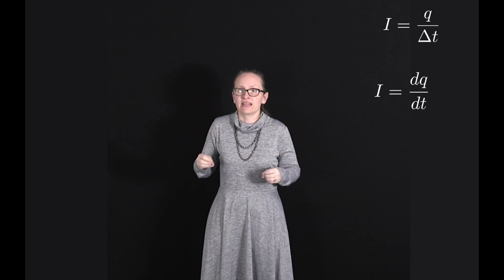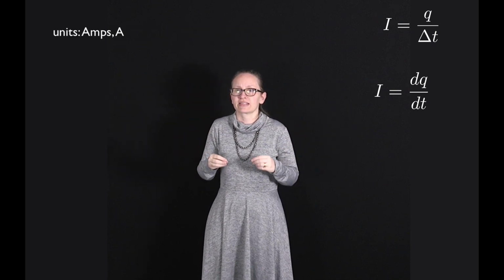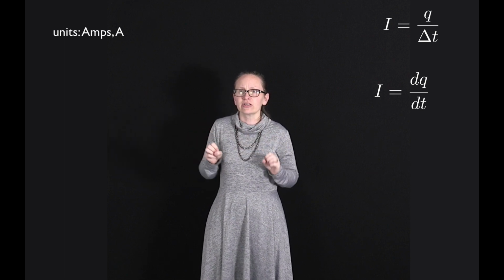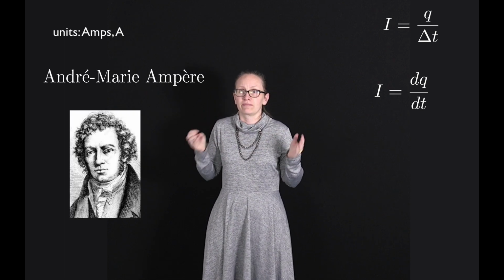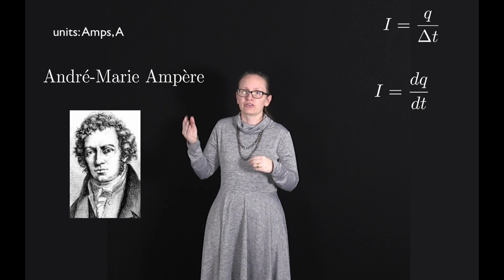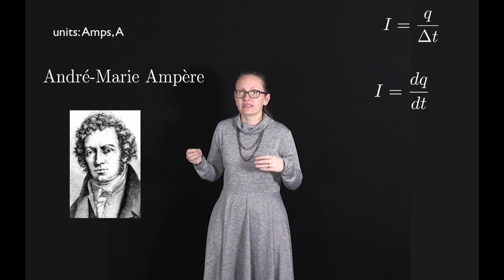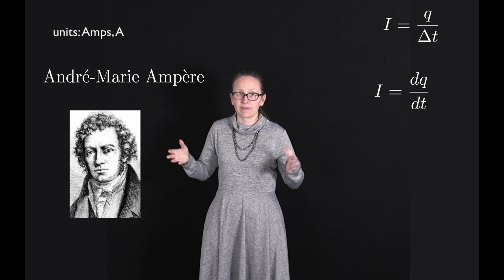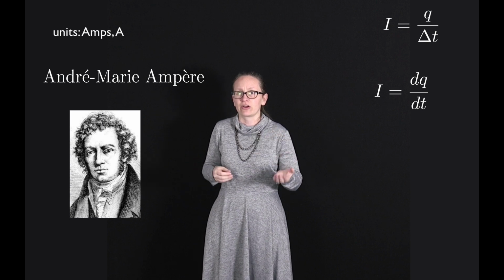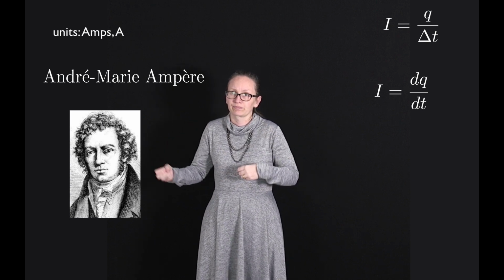Now, current is measured in amps, which has the symbol capital A. This unit's named after the French mathematician and physicist André-Marie Ampère, who was conducting electromagnetic experiments at around the same time as Ørsted and Biot and Savart.